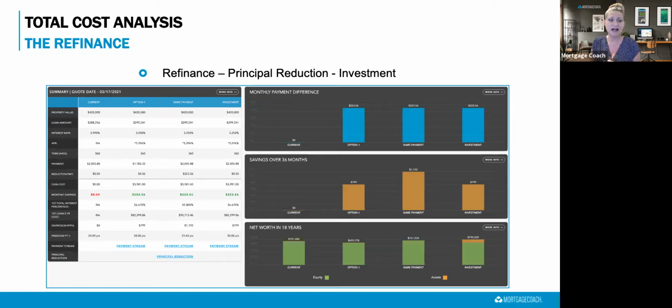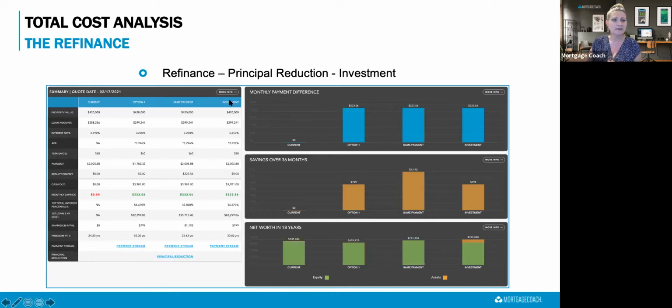And when they refi, they don't always want to reset the clock back to 30 years, right? They've worked so hard to get down to that 25-year mark or whatever, 20 years left. If they were to take the monthly savings on a refi and apply it to principal, they could reduce that freedom point even more. And let me point out to you what I'm talking about right here with the freedom point on that same payment. Just take that monthly savings if you can and apply it to principal.